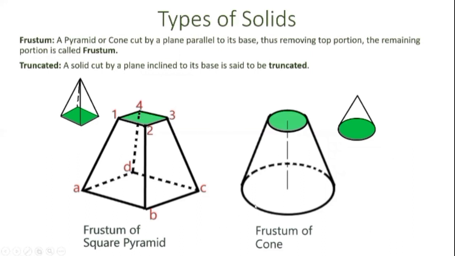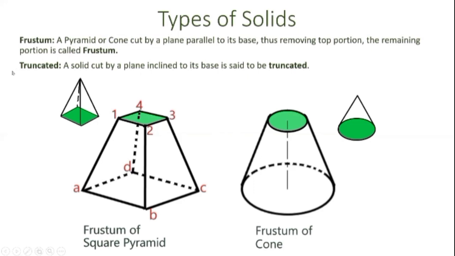Then we have taken an example of a cone. We have cut the cone in such a way that the cutting plane is parallel to the base. After cutting the cone, we have moved the top portion away, and the remaining portion is known as the frustum of a cone.